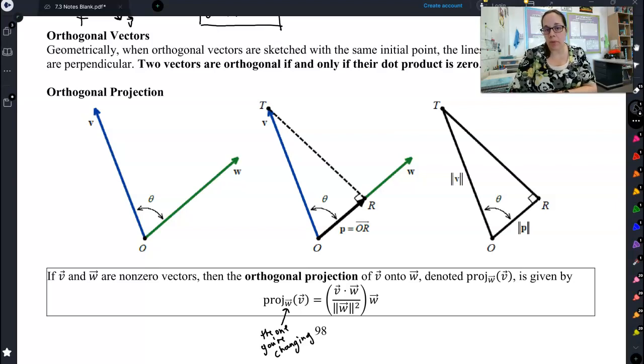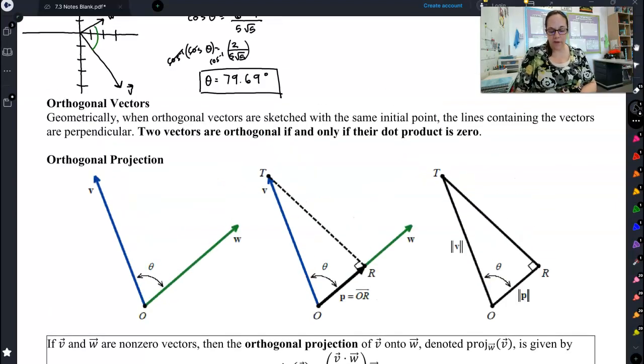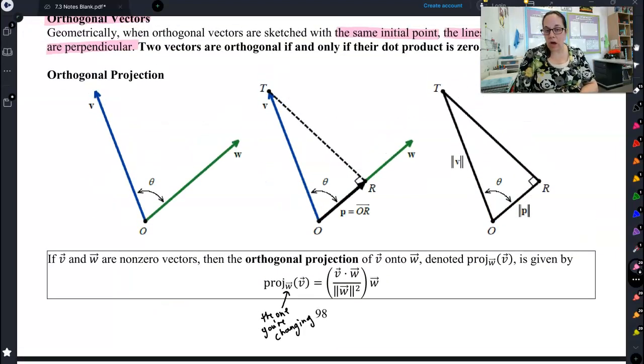Let's now use the dot product to talk about orthogonal vectors. Orthogonal vectors are vectors, well, let's define this, vectors that have the same initial point and their lines are perpendicular. They form a perfect right triangle. Now, not all vectors are orthogonal.